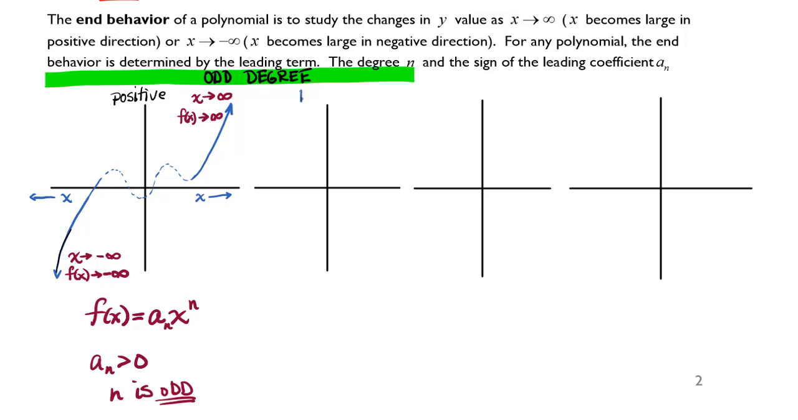Now let's take a look at a negative odd degree polynomial. Remember, when you have a leading coefficient that is negative, it means it's flipping the graph about the x-axis. It's flipping it over vertically. So this would be an example of f of x equals a sub n x to the n, but in this case, a sub n is less than 0, and n is still odd.